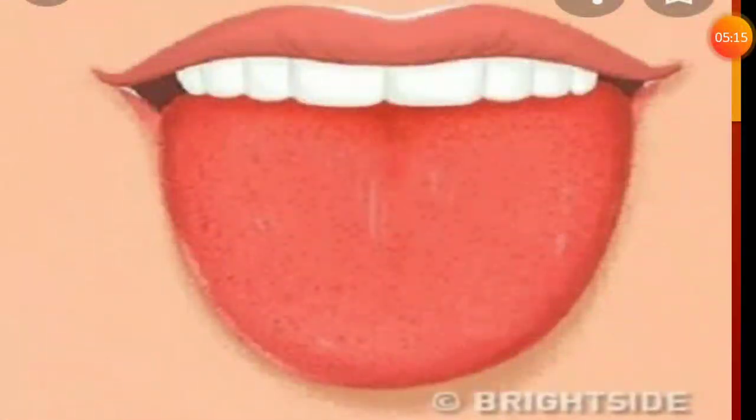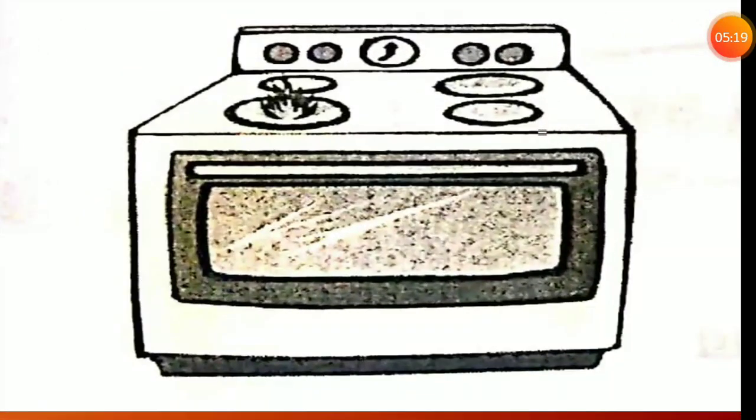What is that? This is tongue. What is the meaning of tongue? Part of your mouth. What is that? Stove. What is the meaning of a stove? Piece of kitchen equipment to cook food. Okay, we cook food in a saucepan on a stove.